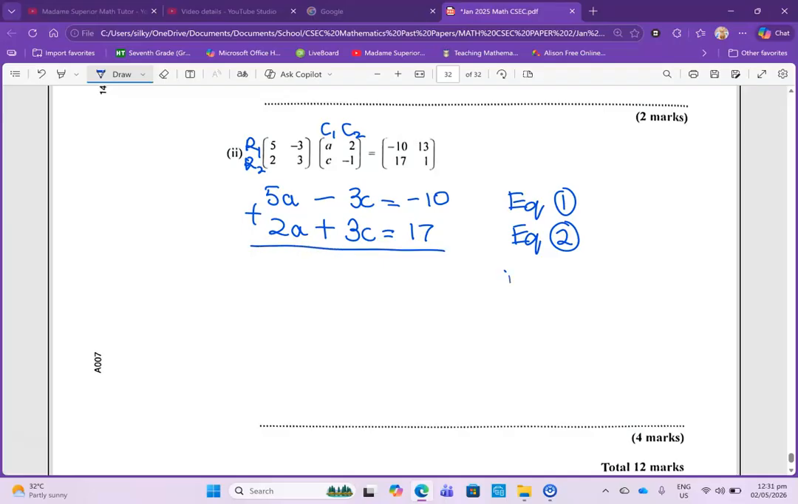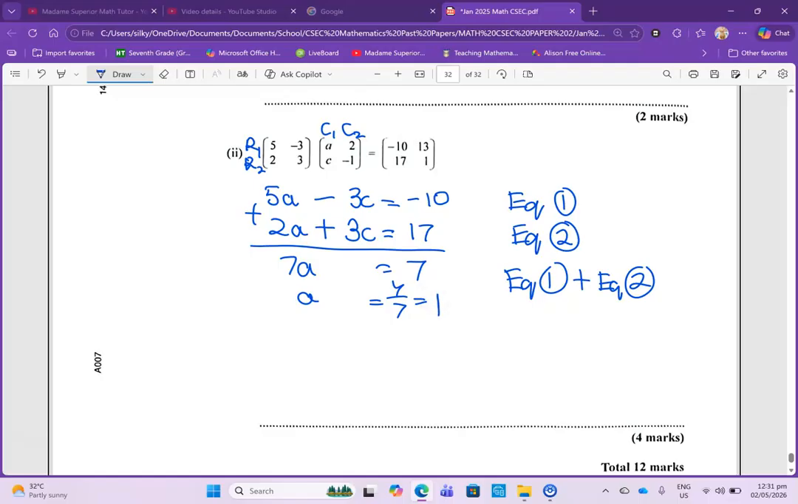So basically it's equation 1 added to equation 2. If I add 5a plus 2a, that gives 7a. Minus 3c plus 3c, of course, will cancel to give 0. And then I have minus 10 plus 17, which gives positive 7. Therefore, 7a is 7, then a is 7 over 7, which is 1.